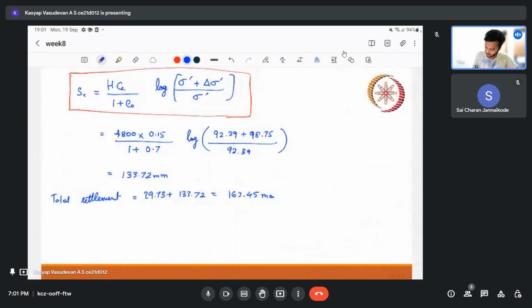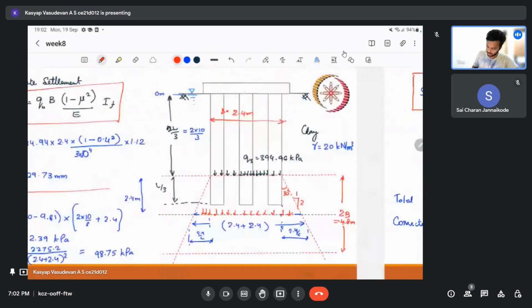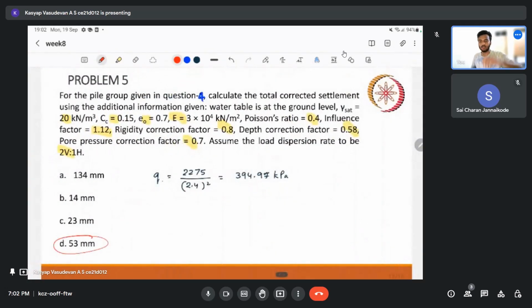Okay, so we can write the corrected settlement directly, that is 163.45 into 0.8 into 0.58 into 0.7. This is 53.08. So this answer is having one of the options. Okay, so we have the corrected settlement.